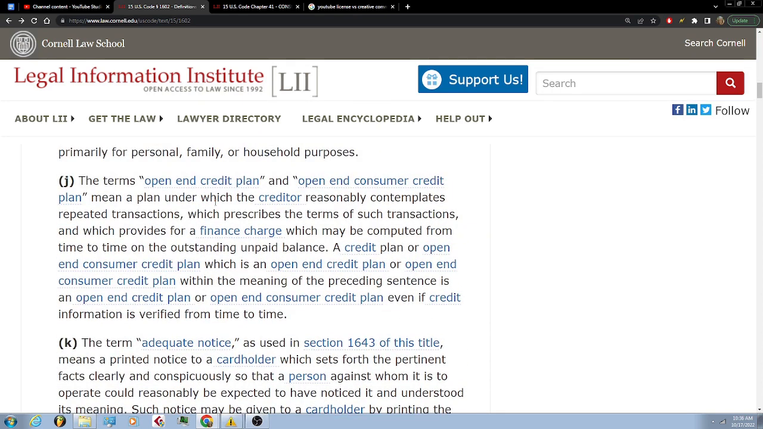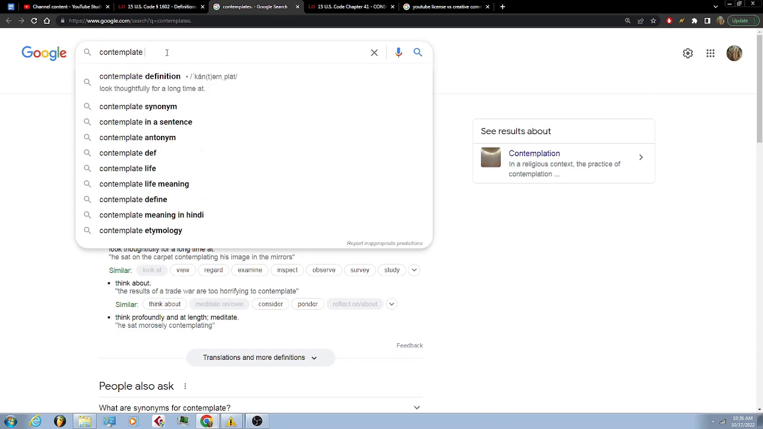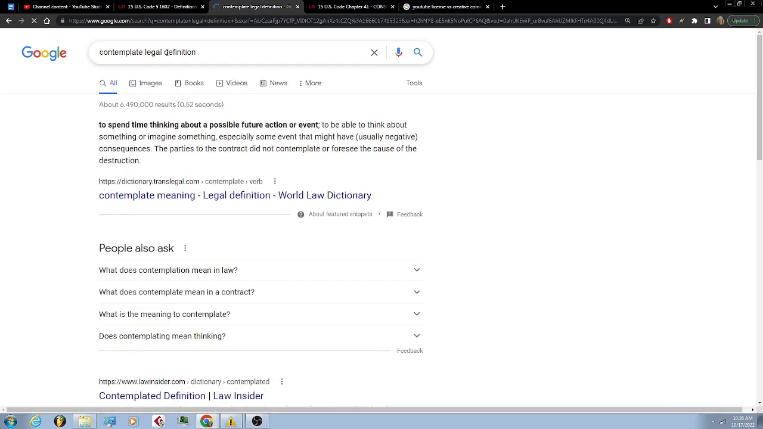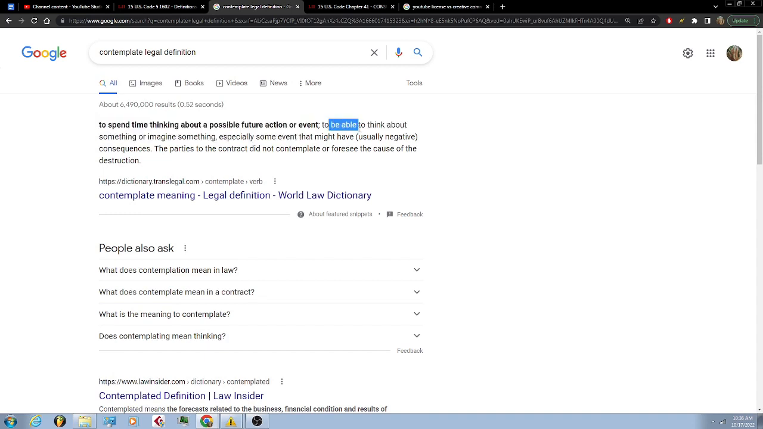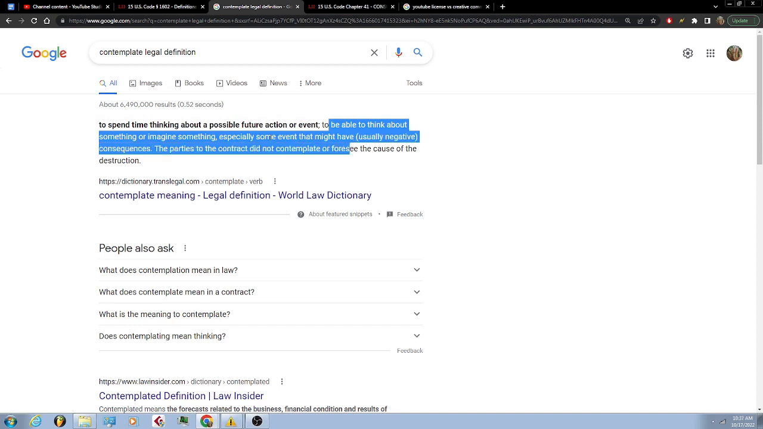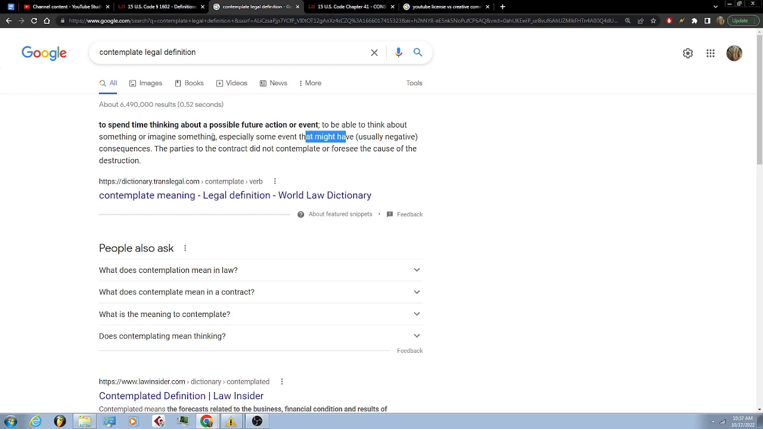The terms open-end credit plan and open-end consumer credit plan mean a plan under which the creditor reasonably contemplates repeated transactions. We have to go into this definition of contemplate since it's not in here. Contemplate, legal definition: to spend time thinking about a possible future action or event. To be able to think about something or imagine something, especially some event that may have, usually negative, consequences. The parties to the contract did not contemplate or foresee the cause of destruction. Okay.